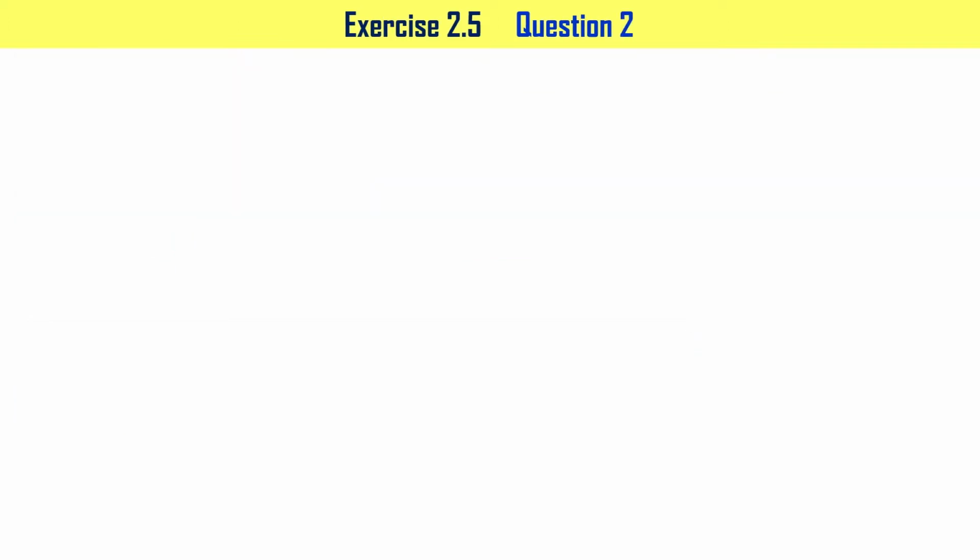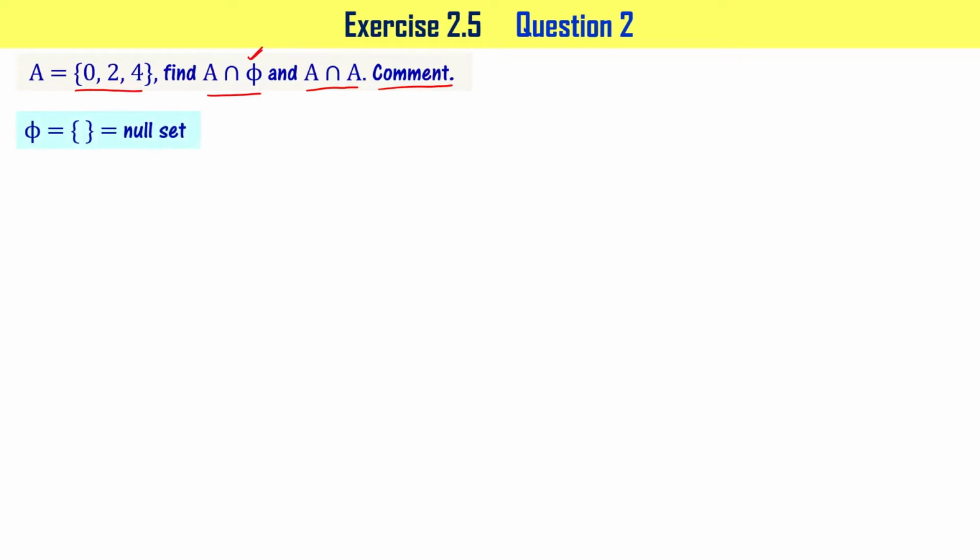Question 2 is: A is a set of elements 0, 2, and 4. Then find A intersection Phi and A intersection A, and then we are asked to comment. This is read as Phi. This is a Greek letter, and it is used to denote the null set. The set containing no elements is called the null set, and it is denoted using the letter Phi. Now we are asked to find A intersection Phi.